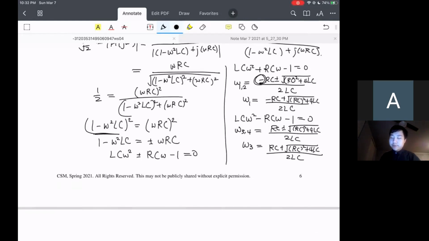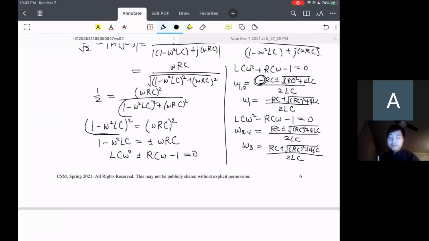So the two cutoff frequencies that we end up getting, because we can't really take negative frequencies, will just be omega equal to plus or minus RC plus root RC squared plus 4LC over 2LC.